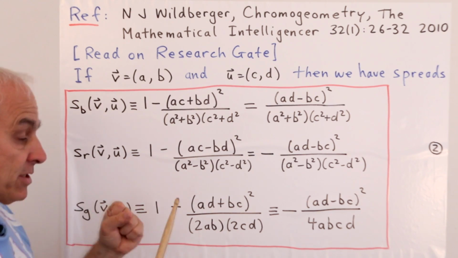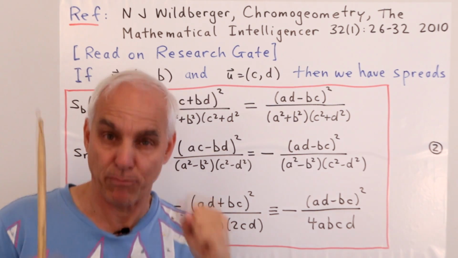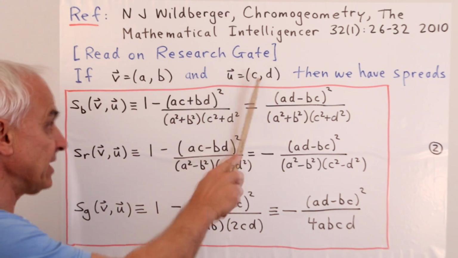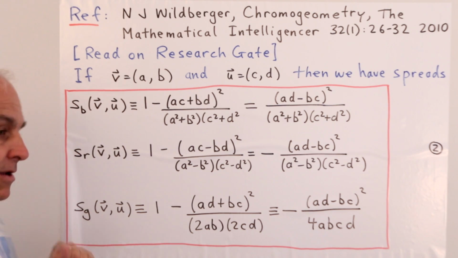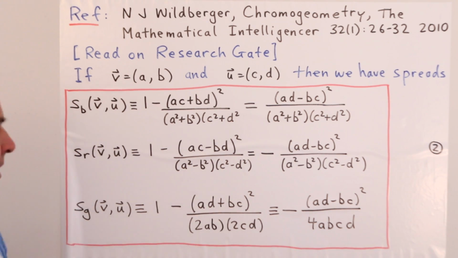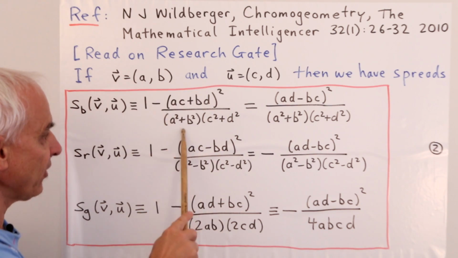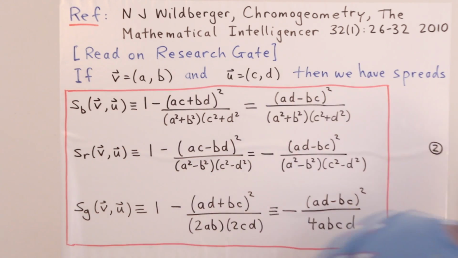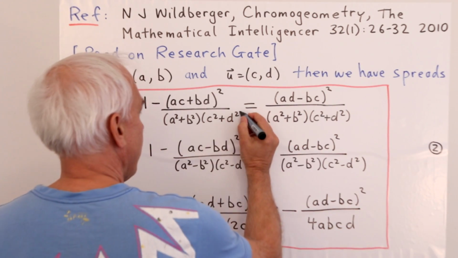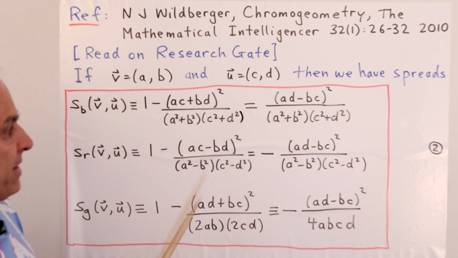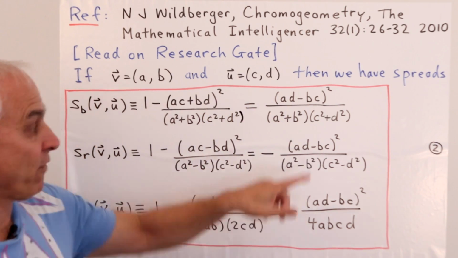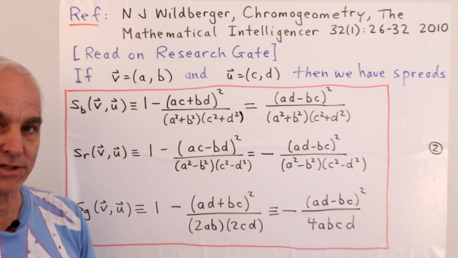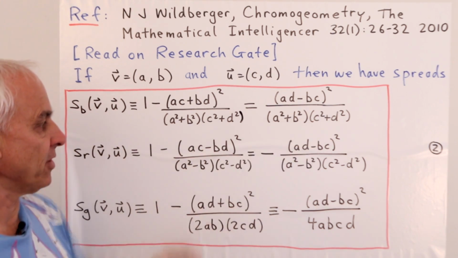Okay, so let's remind ourselves about these fabulous formulas for spreads that we have talked about in our last few videos. We have two vectors A, B, and C, D, and here are the three spreads, blue, red, and green. The blue spread given in terms of this kind of expression involving dot products and quadrances. There should be another bracket there. There we go. And then this alternate formula for it involving crucially the signed area of the parallelogram formed by the two vectors, squared, and quadrances on the bottom.